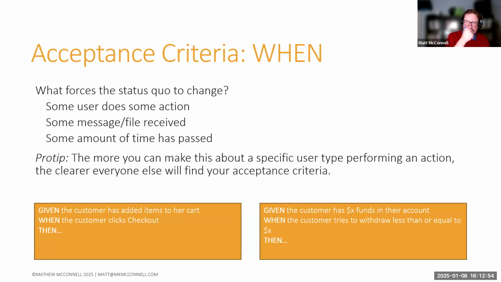You want to usually try to start with, okay, some user has performed some kind of an action. And if you can talk about that, the customer clicks checkout. The customer tries to withdraw less than or equal to X amount of dollars. If you can put it in those kinds of terms, it becomes much clearer for everyone.